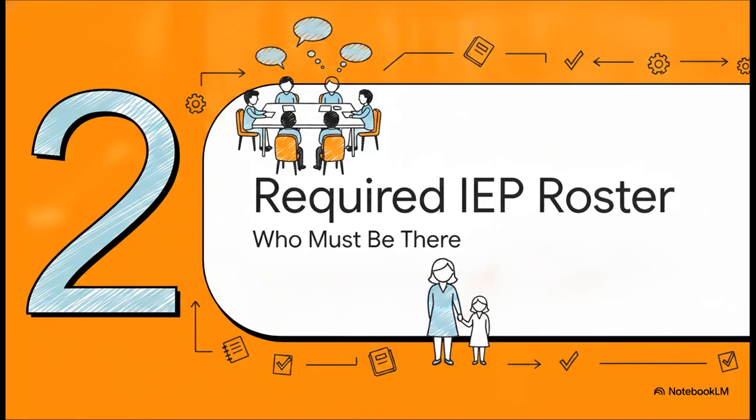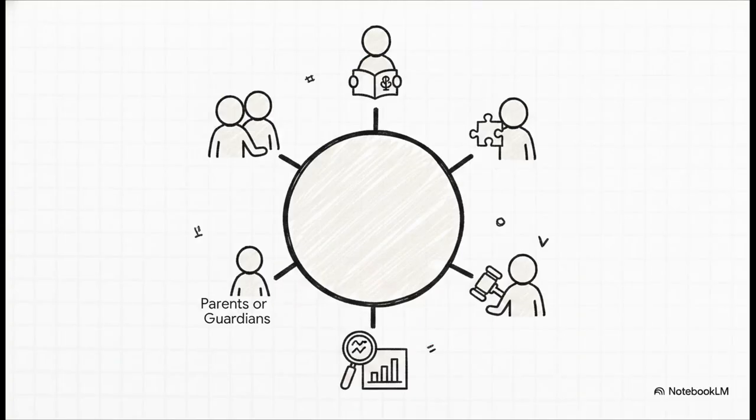Moving on to section 2, the required IEP roster. Let's talk about who is legally required to be there. So the law, specifically IDEA, lays out exactly who must be at the table. These are not optional RSVPs. The required members include you, the parents. It includes at least one general education teacher if your child is or might be in a general ed setting. You also need a special education teacher for that disability-specific expertise. Then there's the LEA representative and someone who can actually interpret evaluation results.